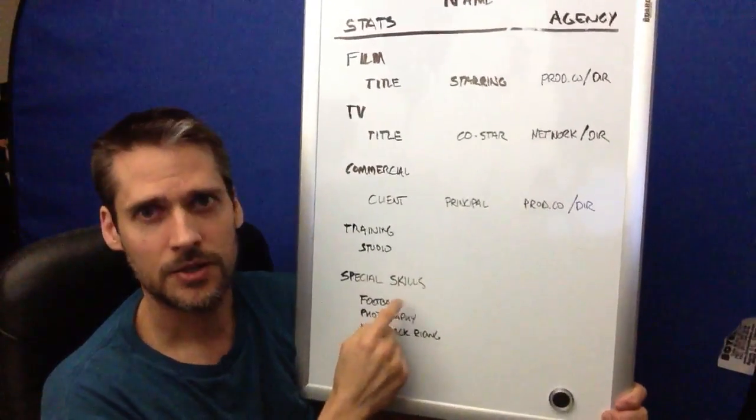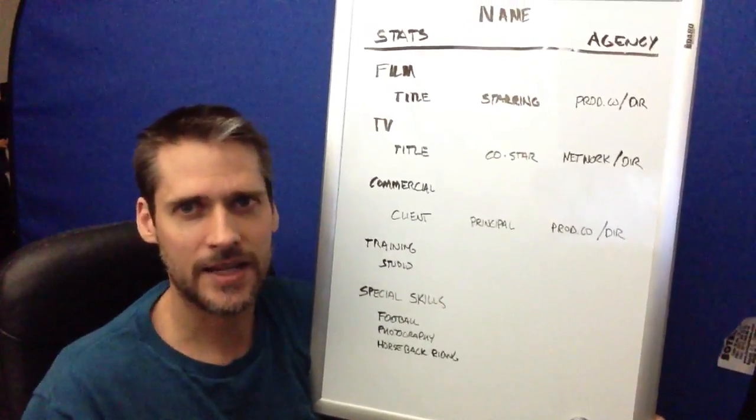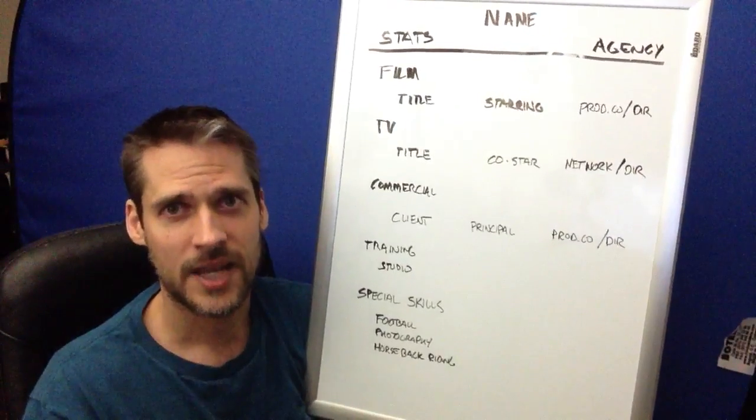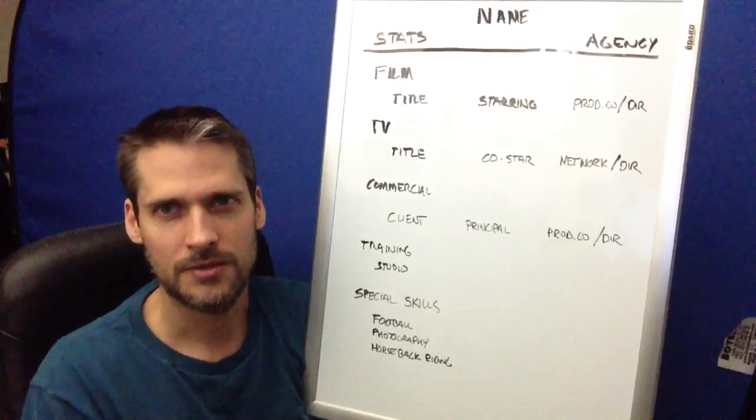Then at the bottom you're going to put special skills, and this can be anything. If you play football, if you play baseball, if you ride horses, anything that stands out to make you unique and castable.